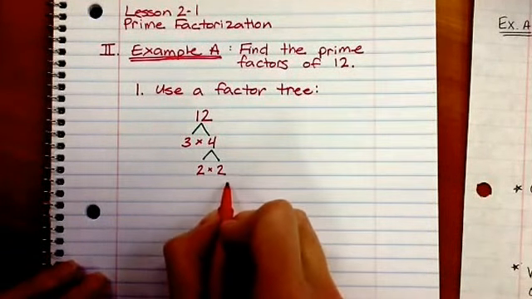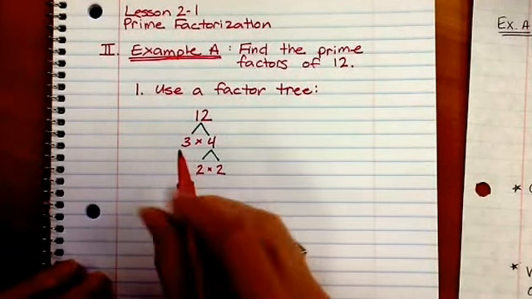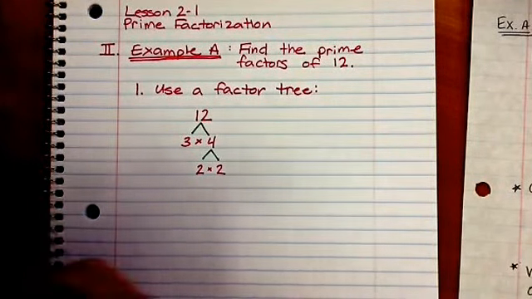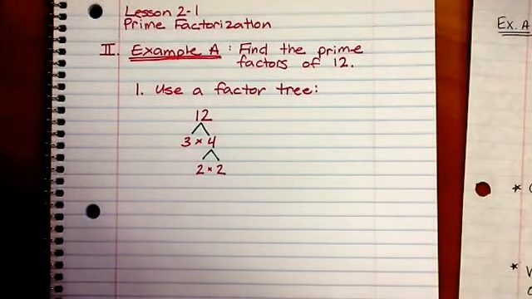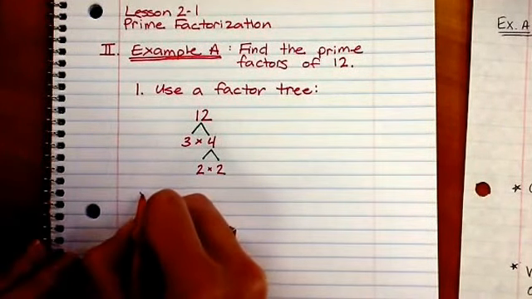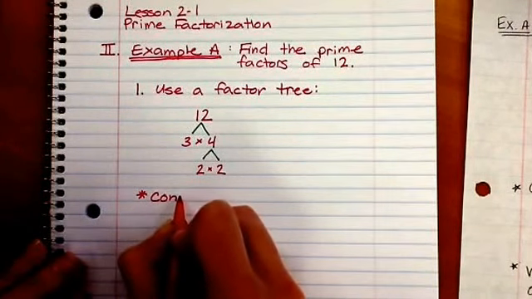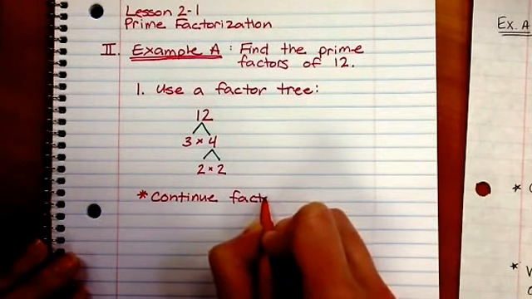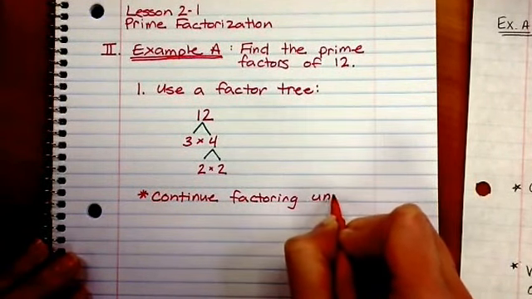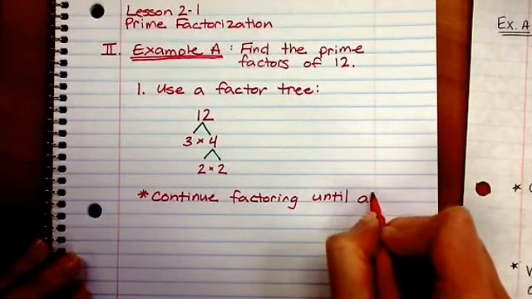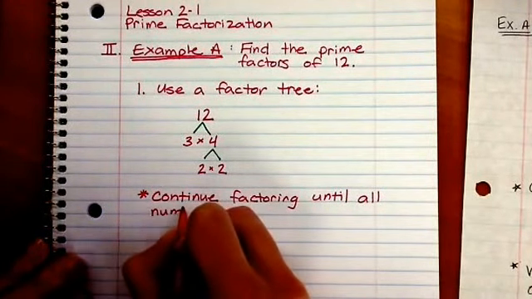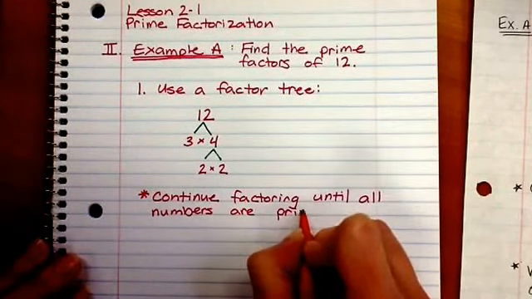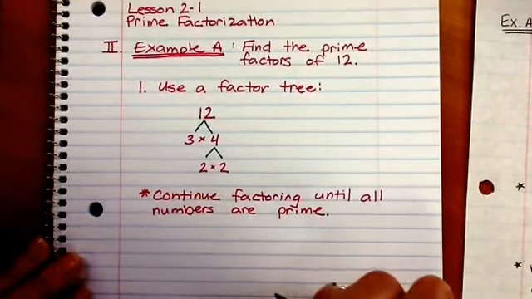So when I look at these factors, I see that they are prime, and I can no longer go down on my tree. I have found the prime factors for 12. You want to make sure that you continue factoring until all numbers are prime. And I've done that right up here.